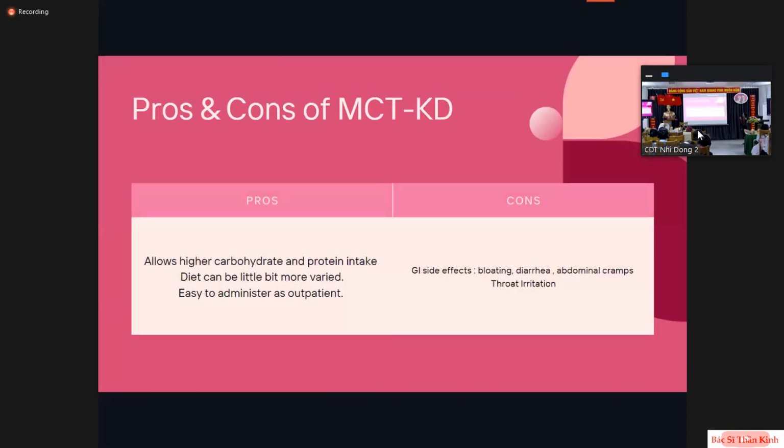What are the pros and the cons of the MCT-KD? I think the pros is it allows a higher carbohydrate and protein intake. The diet can be a bit more varied compared to the classical KD, and it's extremely easy to administer. Unfortunately, the cons include bloating, diarrhea, abdominal cramps, and some patients complain about throat irritation, especially with the oil. And we also have MCT powder in our country, and that also can cause some throat irritation.